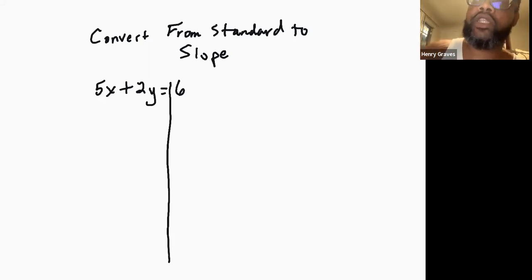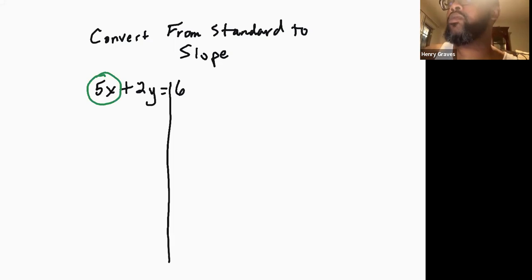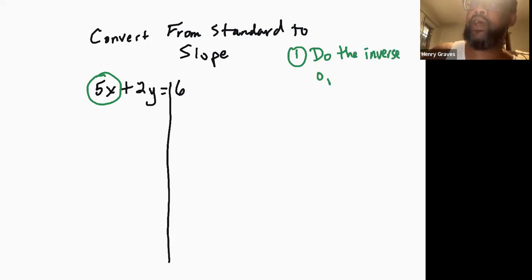So the inverse, first step, I'm going to do the inverse. So step 1 here, do the opposite, the inverse of positive 5x. So the inverse of positive 5 is I'm going to subtract 5x on both sides. See that? So now that goes away. I bring everything down.